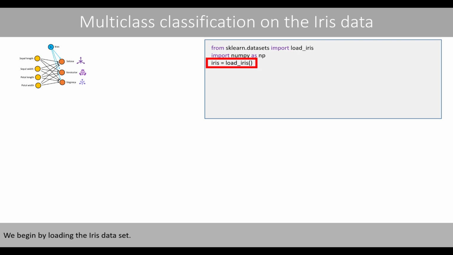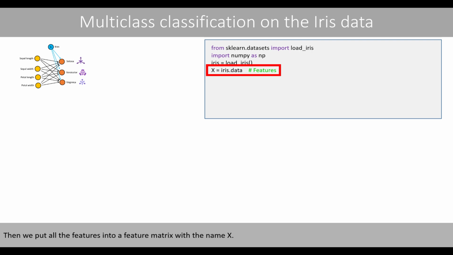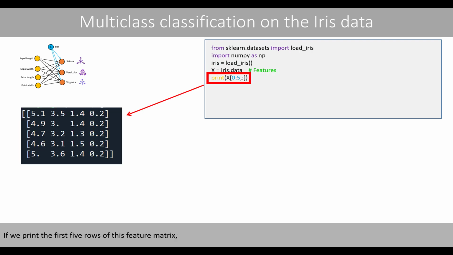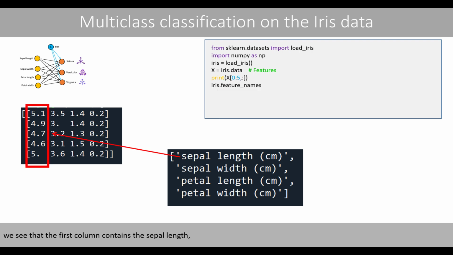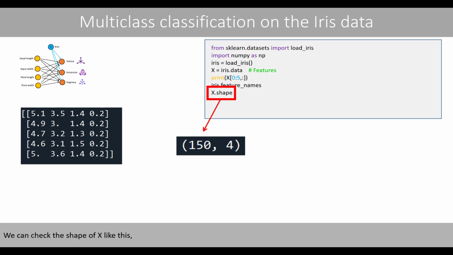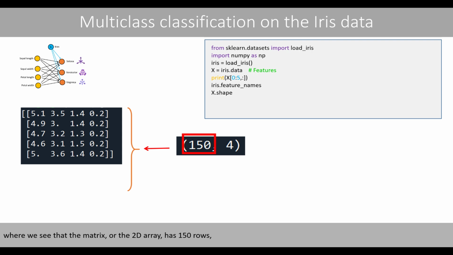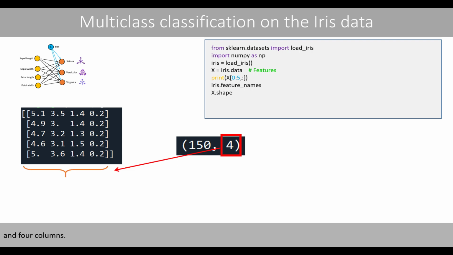We begin by loading the iris dataset. Then we put all the features into a feature matrix with the name X. If we print the first rows of this feature matrix and the feature names, we see that the first column contains the sepal length, whereas the second column contains the sepal width, and so forth. We can check the shape of X like this, where we see that the matrix or the 2-dimensional array has 150 rows and 4 columns.